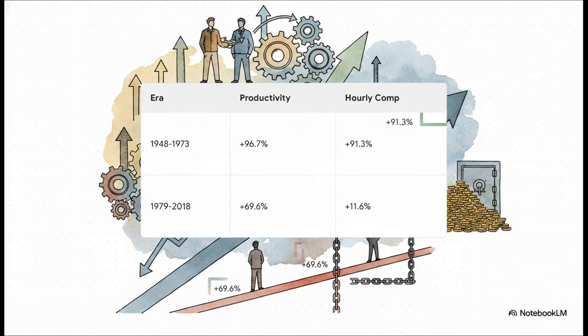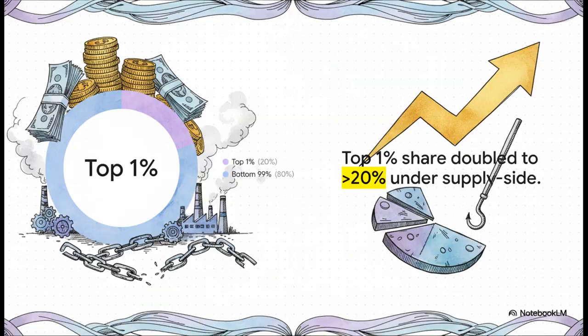But under the supply-side model, things shift. Productivity keeps climbing, up nearly 70%, but typical worker compensation barely budges, growing just 11.6%. So the wealth was absolutely being generated, but it was no longer being shared equally with the labor force. And the data shows us exactly where that new wealth went.